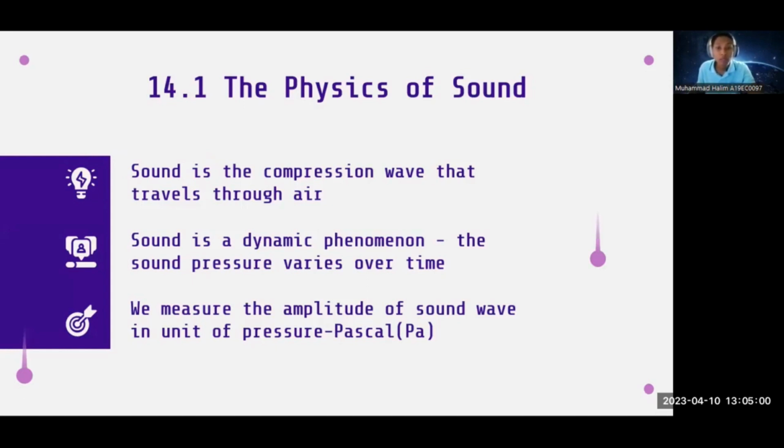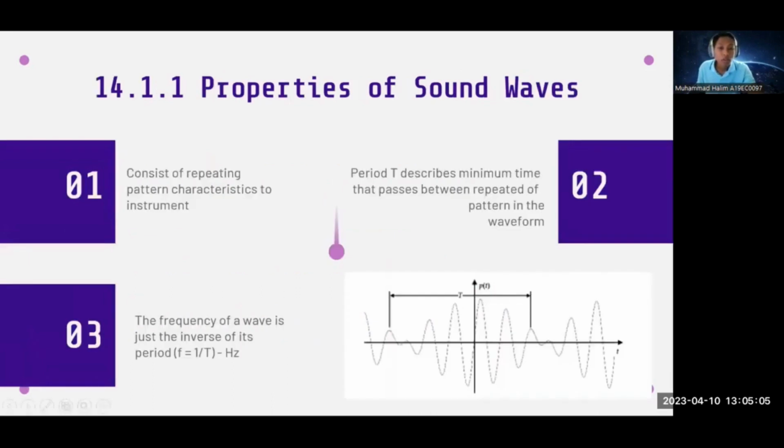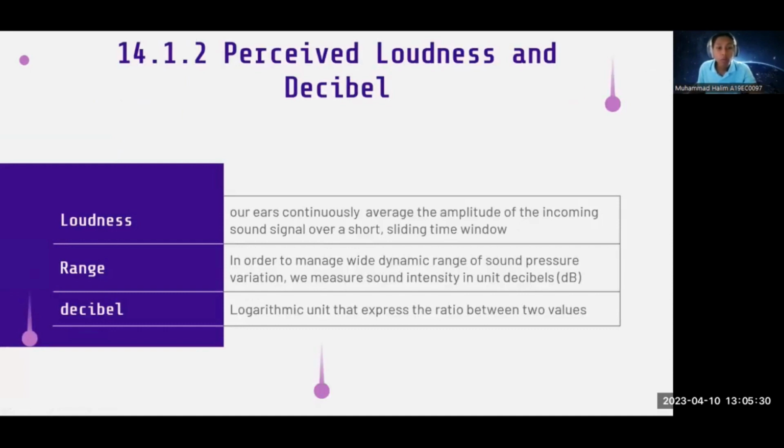Actually, the sound pressure varies over time. So there is a property of the sound wave. The sound wave consists of the repeating pattern characteristic to the instrument. So in chapter 40.1.2, they explain the loudness of the decibel. In order to manage the wide dynamic range of sound pressure variation, we measure sound intensity in the unit decibel.